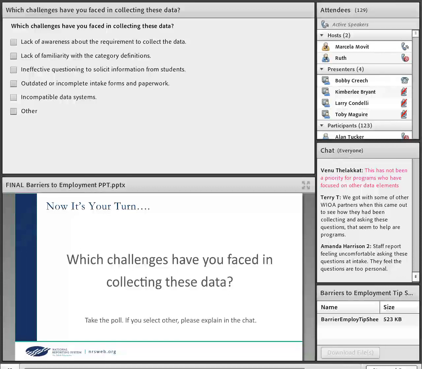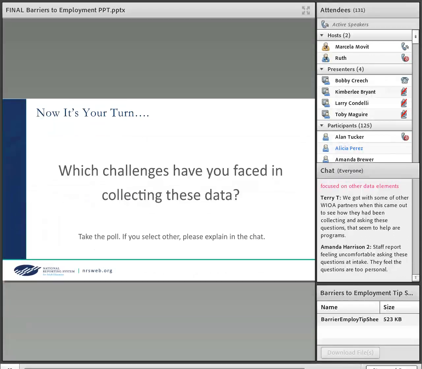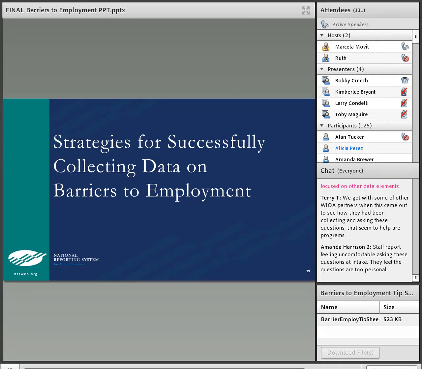Amanda said staff report feeling uncomfortable asking these questions. They seem too personal sometimes. Great. Yeah, I think that all of those are really critical challenges, and it sounds like a lot of you are facing the same ones. I know that that doesn't necessarily make it easier, but hopefully it's good to know that you're in good company. And with that, going to turn it back over to Ruth to talk to us a little bit about strategies for successfully collecting data on barriers to employment.